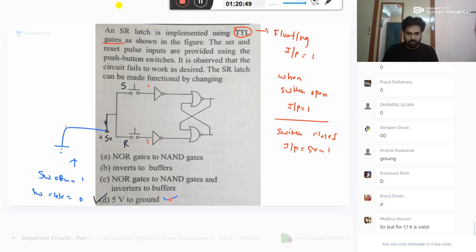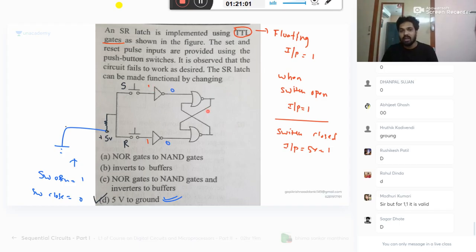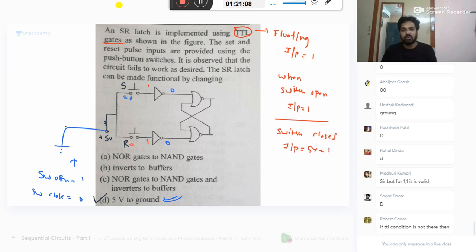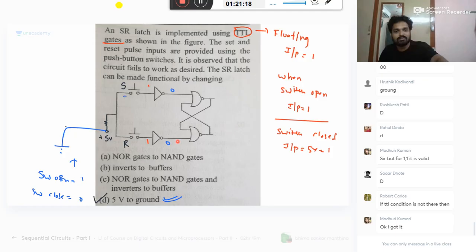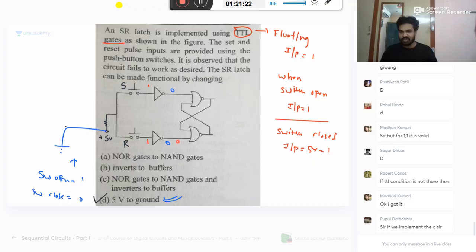I don't know why only a few people are able to answer it. Whether it is valid or not doesn't matter, Madhuri. Please understand here: 1 1 will give you 0 0. Whether it is valid or not doesn't matter. It is not changing here. That is our problem. A latch should read the inputs. Now you give 0 1, 1 0. You give anything, it is not changing. That is our problem. If the condition is not TTL, then the examiner won't give your question. Covered? The condition is not TTL. Why would the examiner give that question?